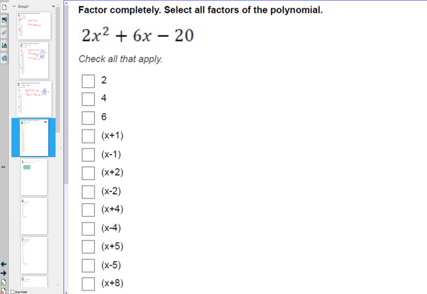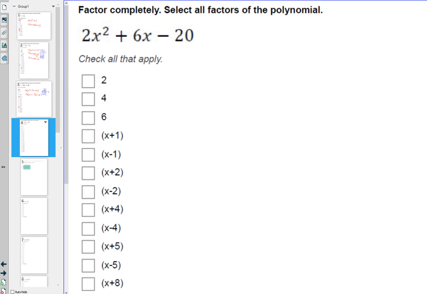More factoring. I think in total there were 32 problems. It doesn't matter how many problems there are, but the ones in front of you are the ones that are missed the most. Data-driven instruction.